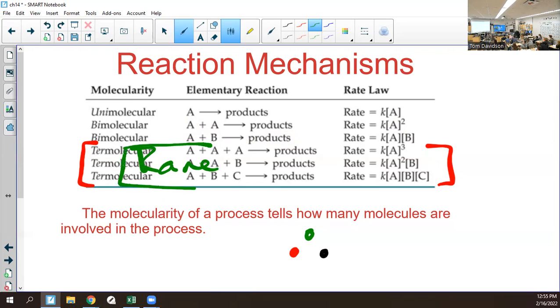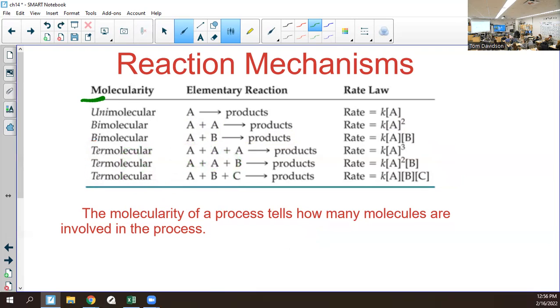All right, the only thing the AP test requires is that you know that ter or tetra or whatever are really, really rare. But it expects you to know uni and bimolecular. Uni means one thing breaks apart. Bi means two things are involved, two of the same thing or two separate things. Okay.